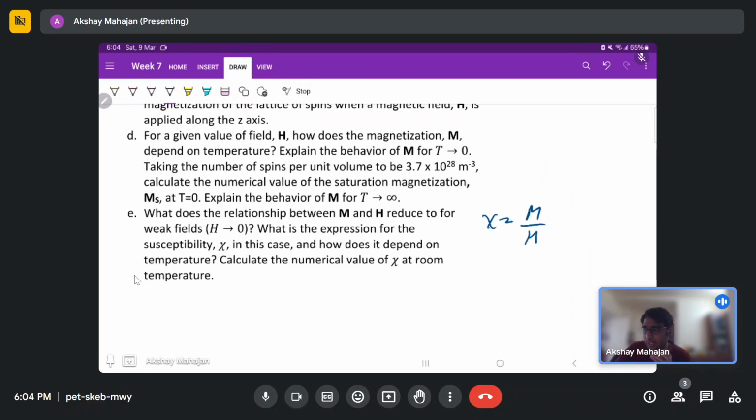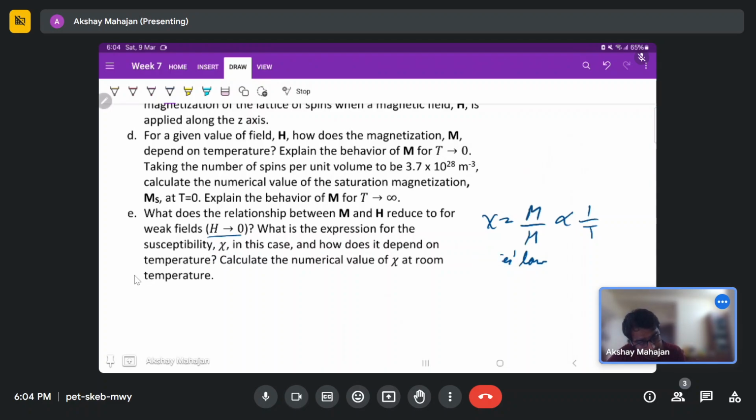To find the susceptibility, in this case, for weak field, you will see that it is proportional to 1 by T. That is basically similar to what has been done in the lecture, the formula that is shown in the lecture. So you will derive that formula here, and that is Curie's law. If you find chi as M by H, then it will be 1 by T, and then you have to just find it for a room temperature value.